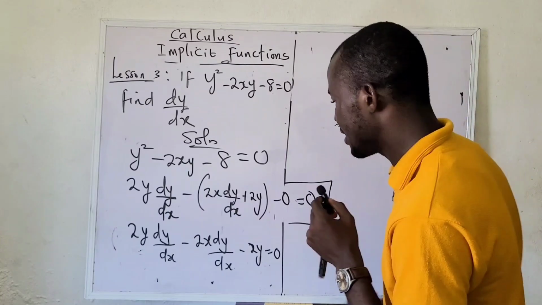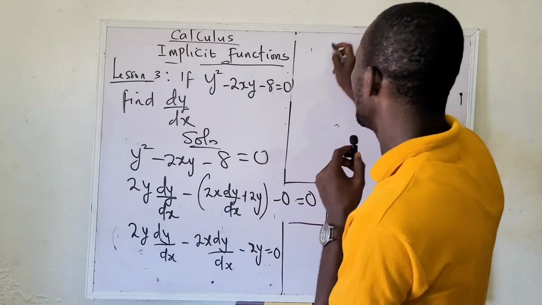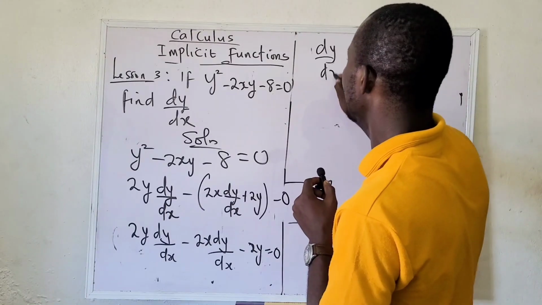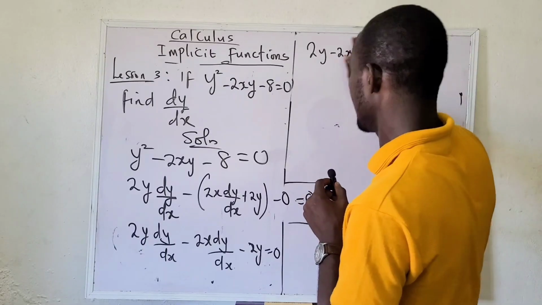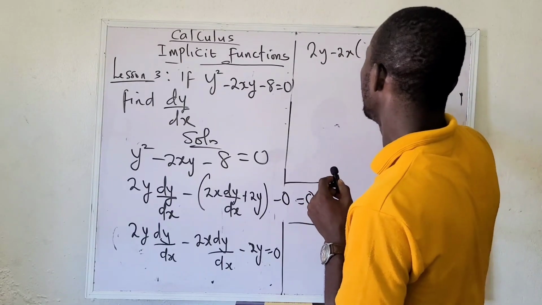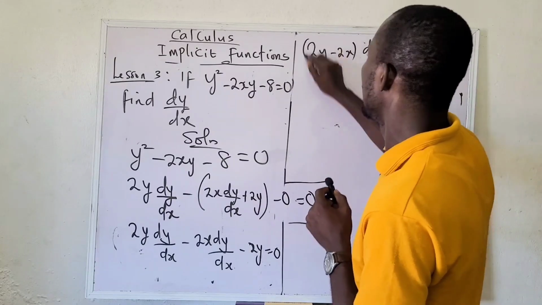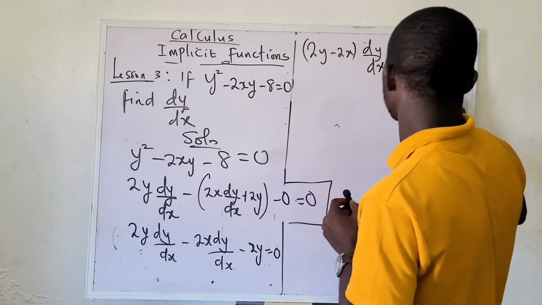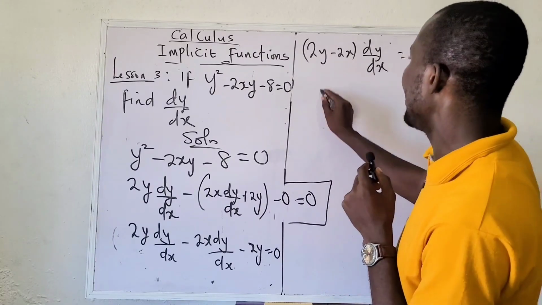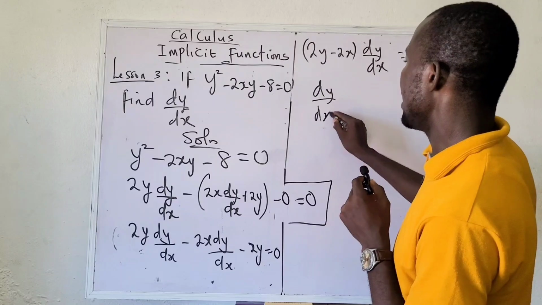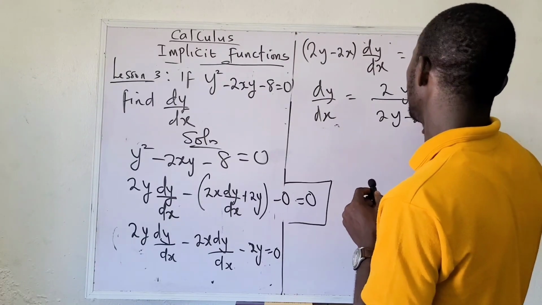Now you can collect, these two terms look alike, so you factorize them. Here we have dy over dx. Let me put it this way: 2y minus 2x. And then you have dy over dx, and to the other side we shall have just 2y. Here our dy over dx would be 2y over 2y minus 2x.